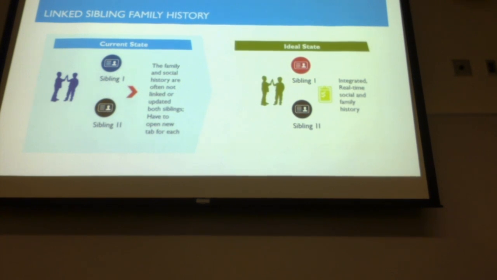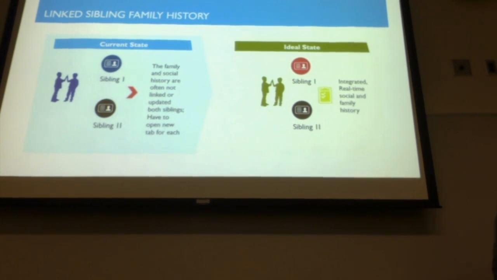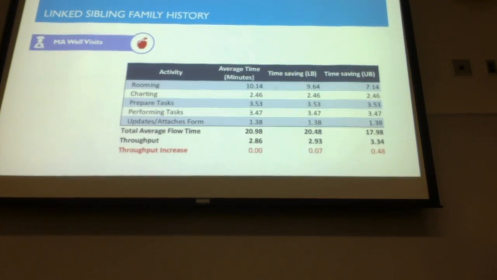So that an MA in a situation like this wouldn't have to go in and fill out both of the patients' family histories, but also for different times when only one of the siblings was coming in. If there had been a change in the other sibling's family history, that would be reflected in the EHR, and the MA wouldn't have to go and fill that all back out. They could just confirm it with the parent. So here you can see the difference between the current state and ideal state and the time that you would save by linking these two aspects together.